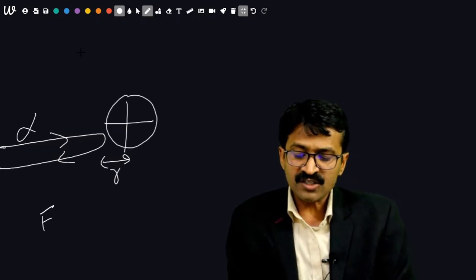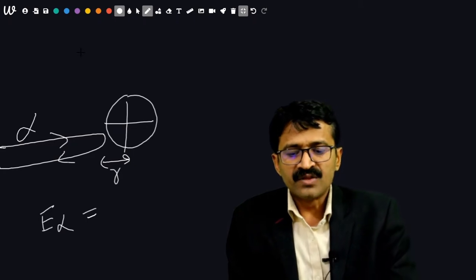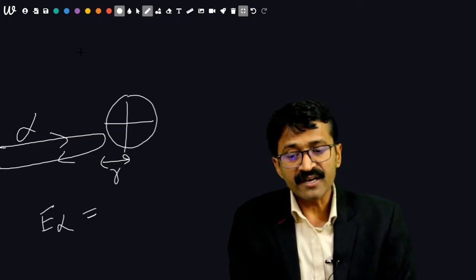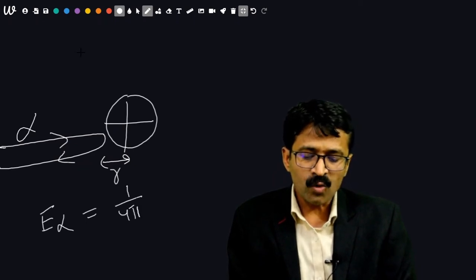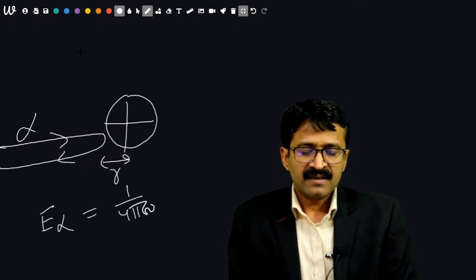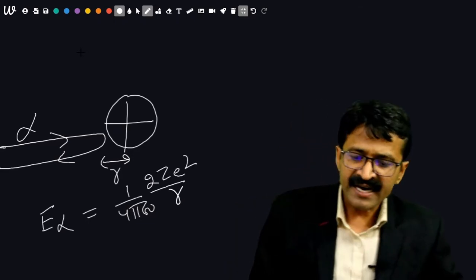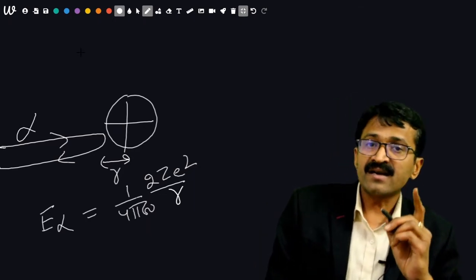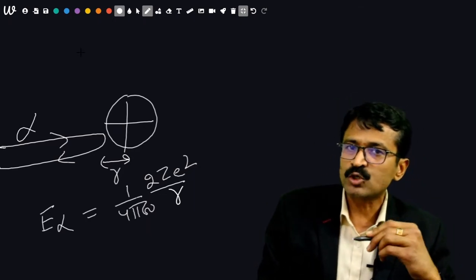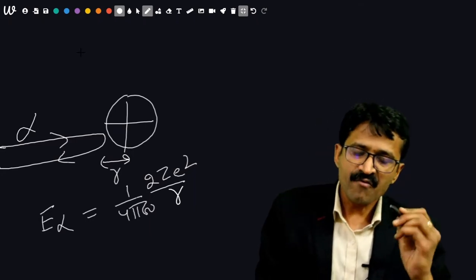Here the kinetic energy of the alpha particle, E alpha, should be balanced by the potential energy between them, and the potential energy is 1 upon 4 pi epsilon naught times 2 Ze square upon R. Now the question arises, why have we taken 2 Ze? Because the charge of the alpha particle is 2 times the charge of a proton, that is 2e, and the charge of the nucleus is Ze.